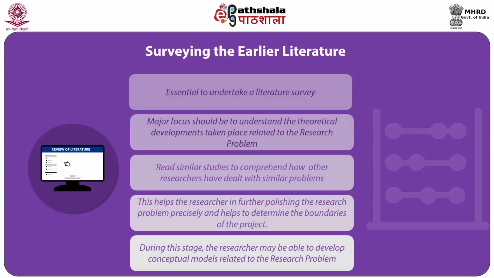The third step to be followed for formulating the research problem is surveying the earlier literature. Undertaking a literature survey is very essential for the formulation of the research problem. The major focus should be to understand the theoretical developments that have taken place related to the research problem under consideration. One can also look into similar studies so as to comprehend how other researchers have dealt with similar problems, the settings where the problem was studied and the major findings.